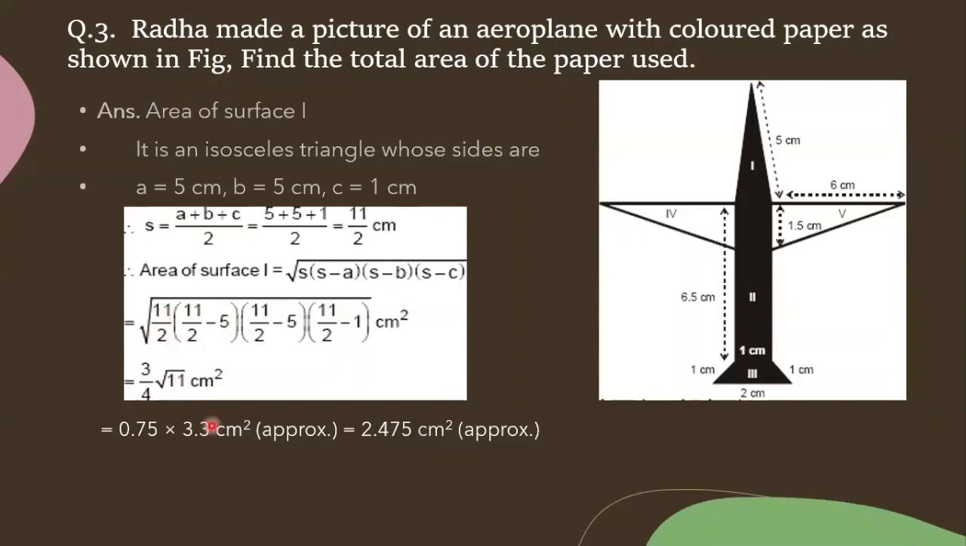So the value of root 11 we are getting is approximately 3.3. Am I clear, children? 3.3. If you multiply it by 3 by 4, which we know is 0.75, we'll be getting the area of this figure as 2.475, an approximate value, because we know that root 11 is an irrational number. We'll not get an exact value. That's why we always have to write approximate. Am I clear? Yes, ma'am. So we get the area of the first figure, first surface. Any doubt, children? No, ma'am. Okay.